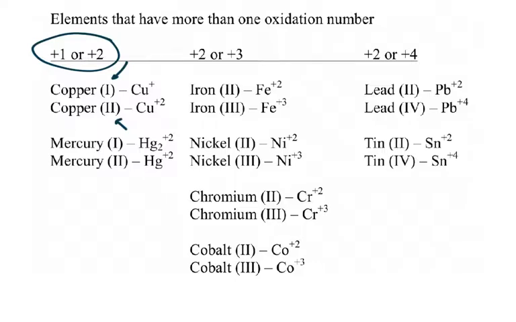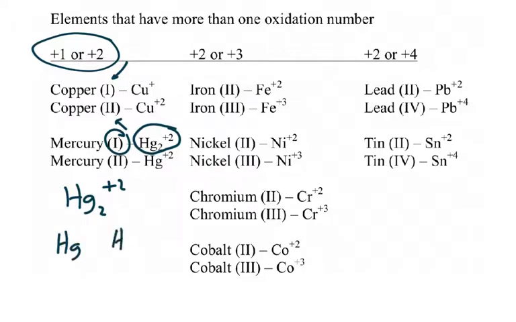Notice that mercury(I) is actually 2 mercuries together and it's +2. But it's called mercury(I) because there are 2 mercuries there, and each mercury has a +1 charge, but they're connected together, giving you this formula. That's where the 2 is down here. Although it says +2, that's the overall charge. Each individual mercury is +1, and then you have the normal mercury(II), which would be a +2 charge.